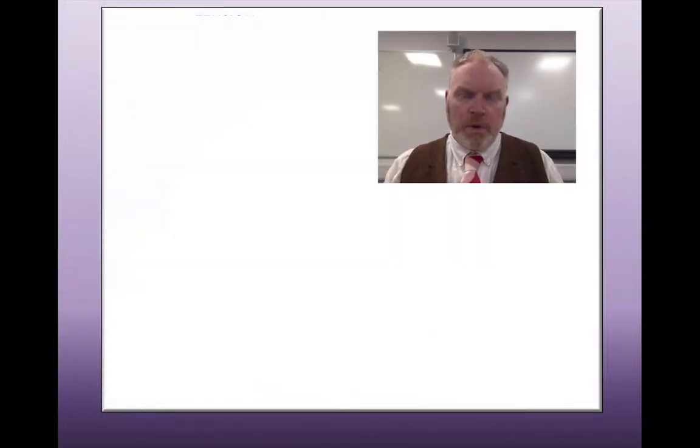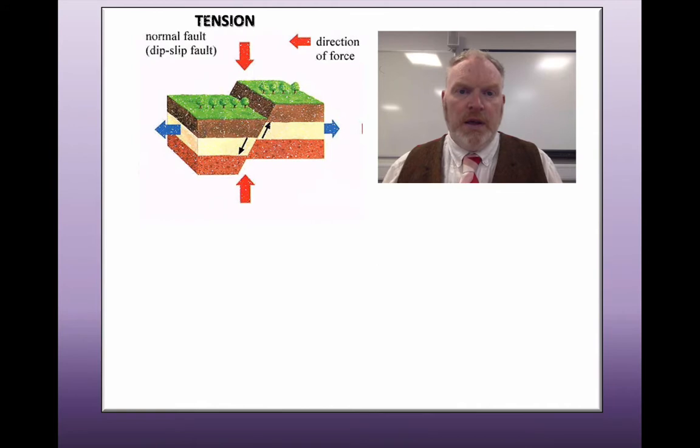Okay, there are 3 or maybe 4 types of faults that we need to be familiar with. The first is called a normal fault. In a normal fault, we have crustal tension. So rocks here are being pulled apart. The effect of this is that the hanging wall of the fault is the down throw side of the fault. That's how we recognize this particular type of fault.